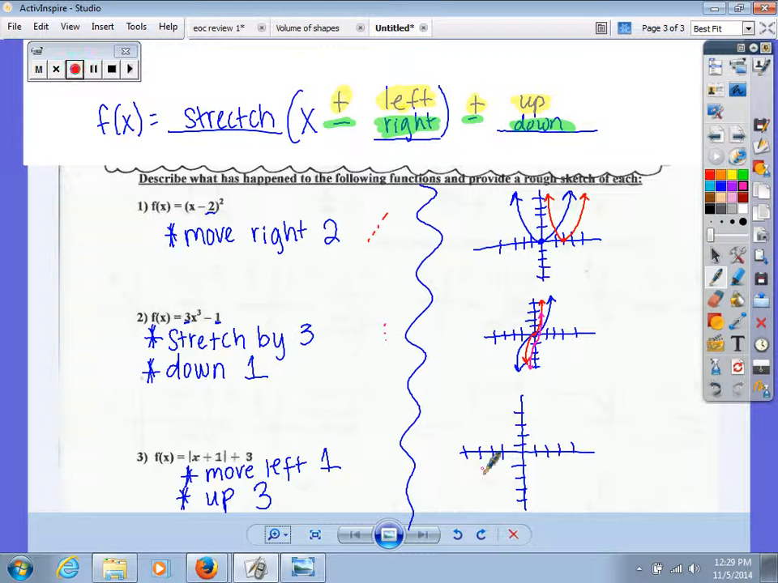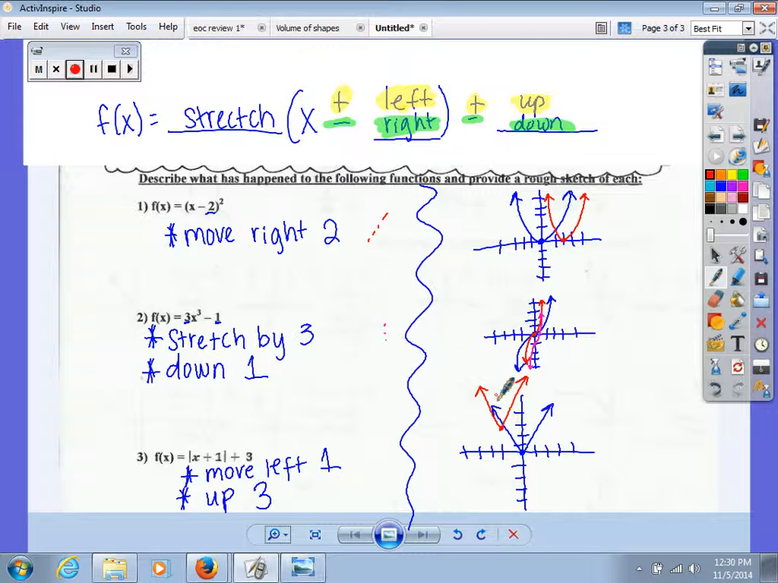And that's how we're going to do number 3. So your parent graph, if you notice, is going to be the absolute value. So 0, 0, make a V. And we're going to the left one and up 3, because I'm not going to do separate graphs like I did for this one. So to the left one means I would start at my vertex, go left 1, and then from this spot up 3. 1, 2, 3. And then just graph.